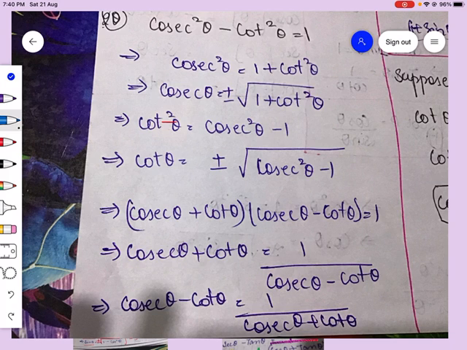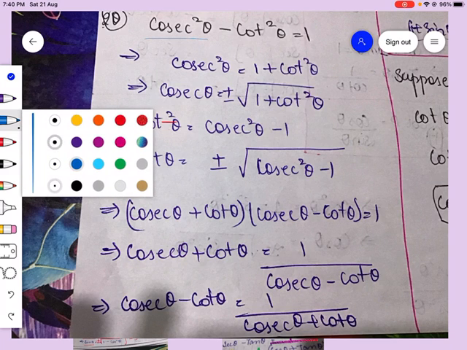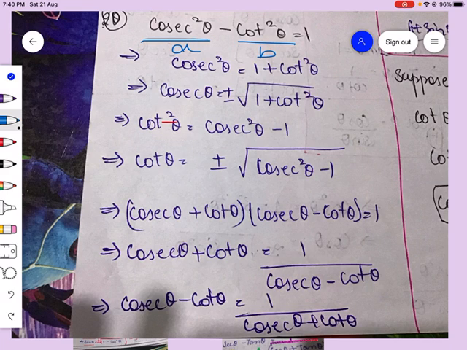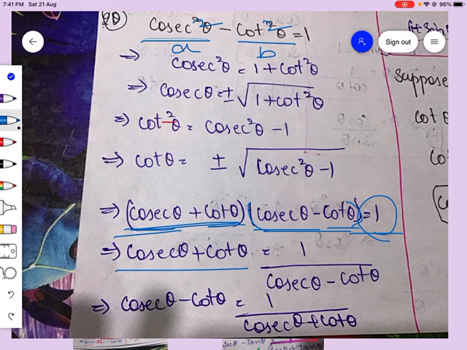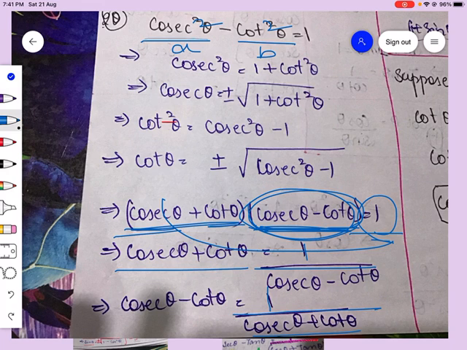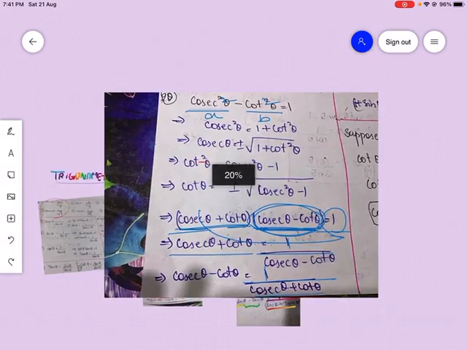One more idea you can take out from this: just now we did a minus b, here a is cosecant theta and b is cot theta. A square minus b square is a plus b into a minus b. So cosecant theta plus cot theta into cosecant theta minus cot theta equal to 1. Keeping this here, the other goes in the division, and we get cosecant theta minus cot theta is equal to 1 by cosecant theta plus cot theta. That's all we are getting. So these are the formulae you need to remember.